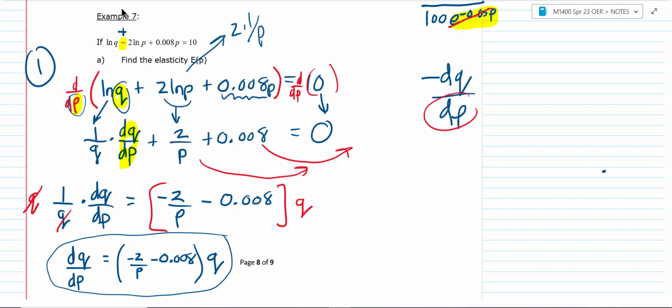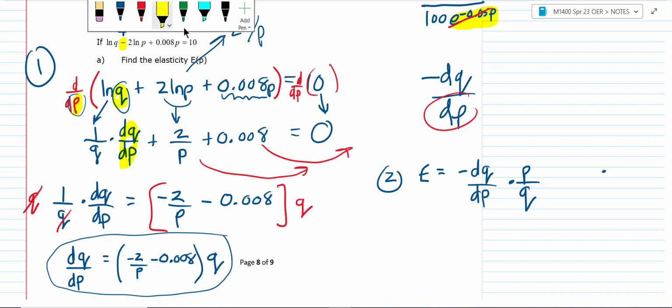Okay? So step 2 is we're going to do the elasticity. We're going to use this formula: negative dq over dp times p over q. It's all the same kind of thing. So here's what you do. You're going to do 2 substitutions. dq over dp is what we just found. Now, we don't do anything with the q. We just leave that alone.